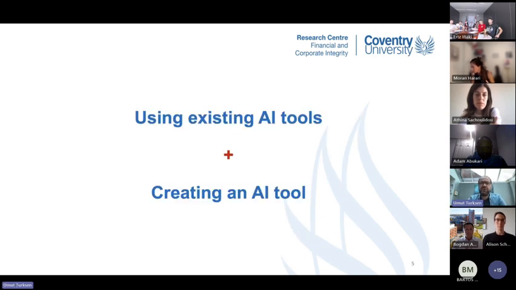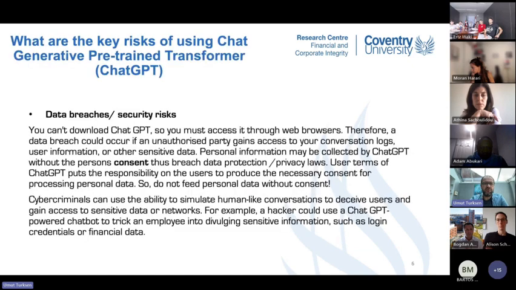So I want to give you just a brief overview of some of the challenges and risks of using any artificial intelligence technology, and then focus on what we've done in order to mitigate some of those risks when creating an artificial intelligence tool. And I'm going to use the example of ChatGPT. Most people have heard of ChatGPT.